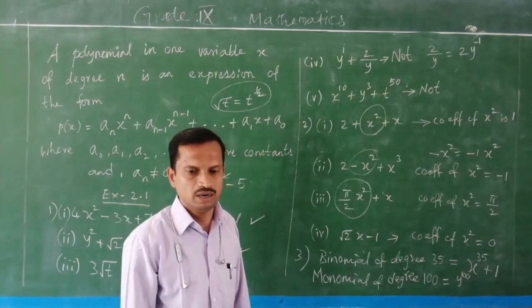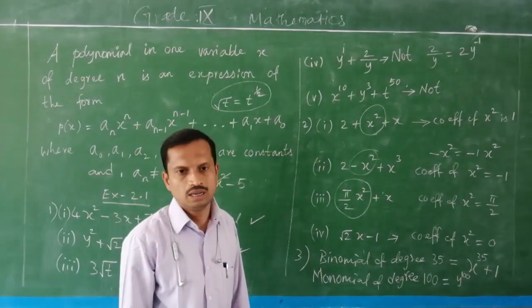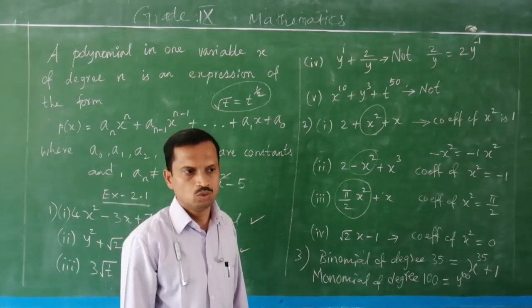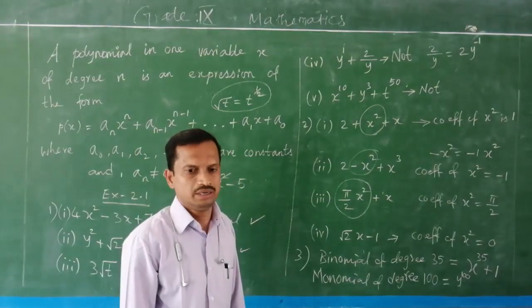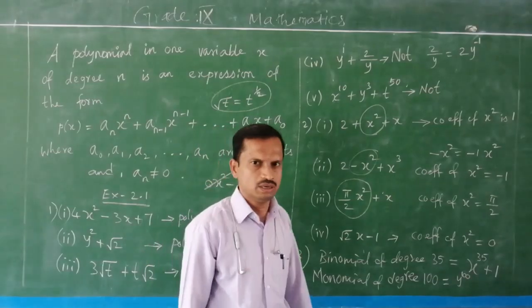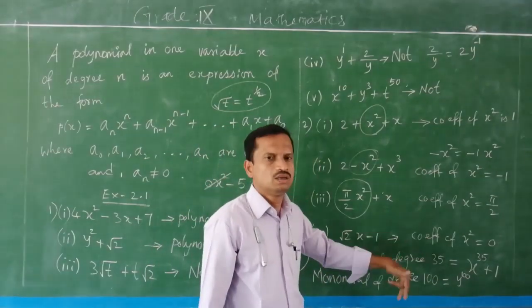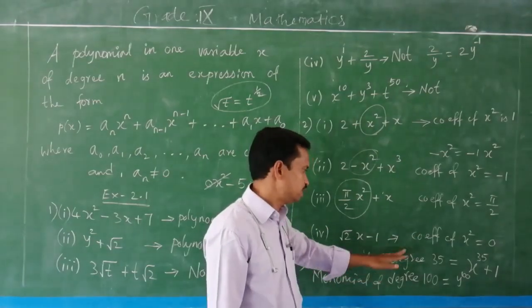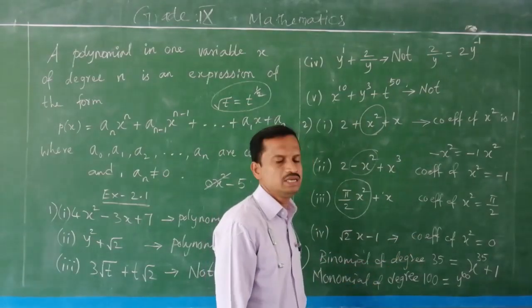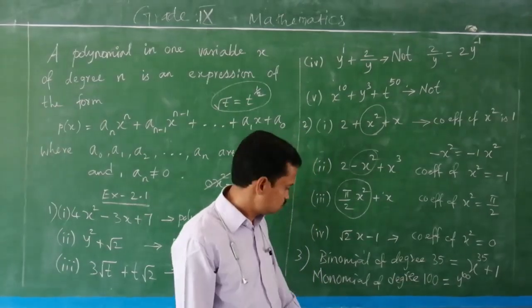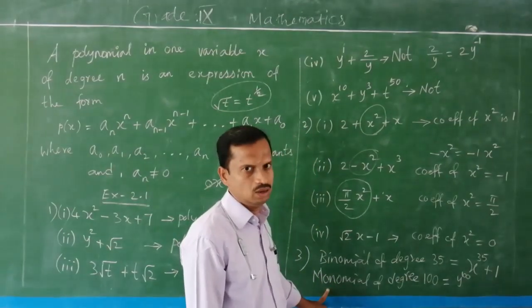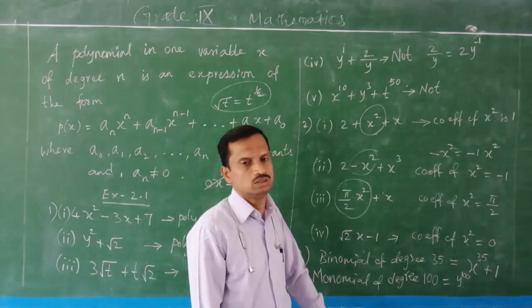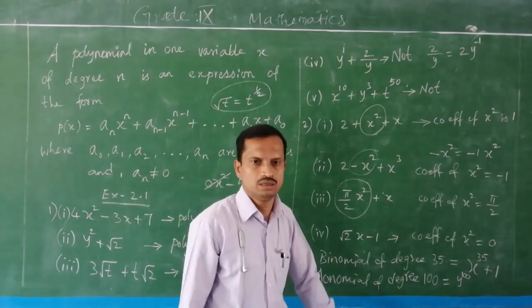If you write y power 100, only one term is there, so it is a monomial whose degree is 100. These are examples you can take, but this is not the only answer. You can write any variable, but you have to maintain the given conditions, that is degree 35 and degree 100, and also the number of terms. Monomial means only one term, binomial means two terms. So the answer may vary.